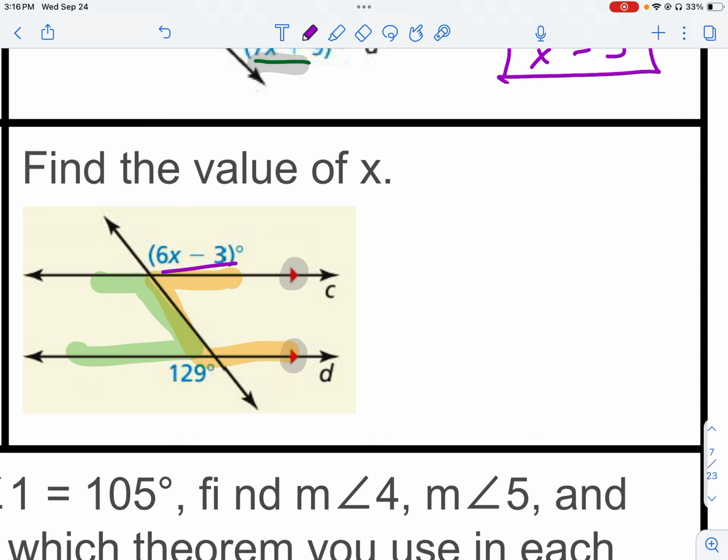Well, this and this are alternate exterior angles on the outside of the lines, alternate sides of the transversal. So 6x minus 3 is going to equal 129. We don't have to use supplementary in this case because they're going to be equal to each other. So that's what I mean about having to know the rules so we can apply them. So let's get the x by itself.